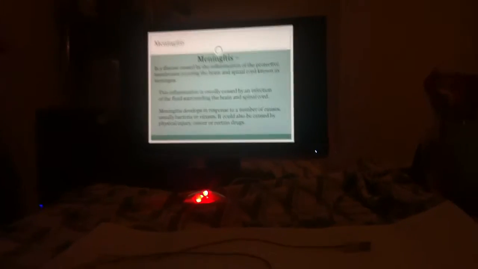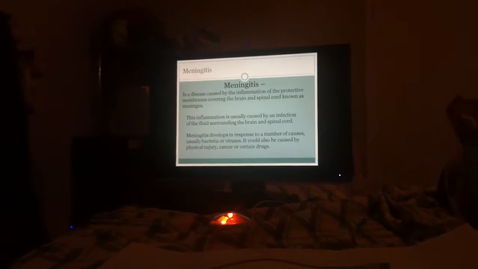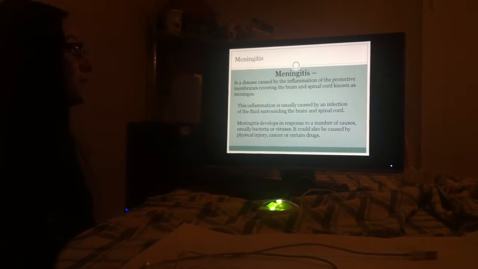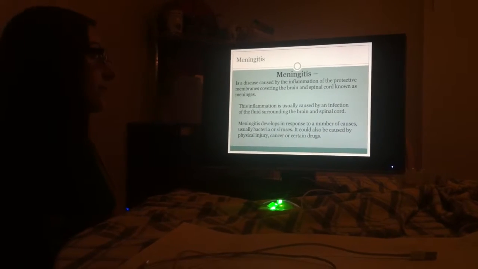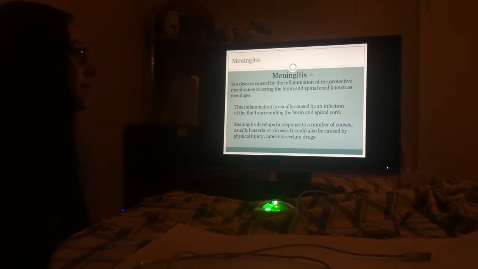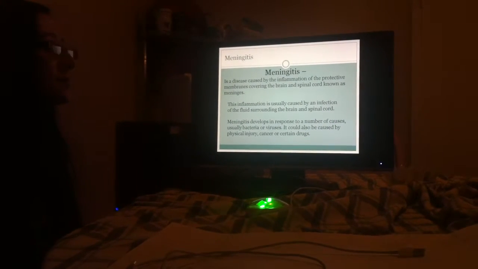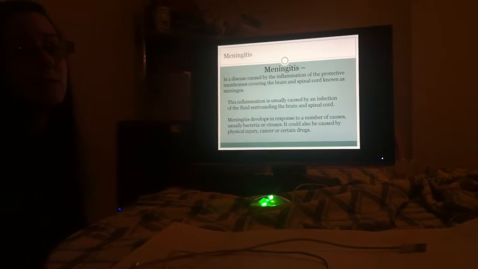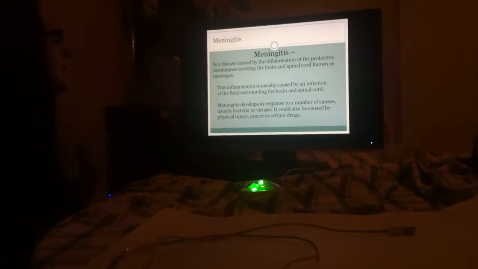My name is Stephanie Chanis, and the disease I chose was bacterial meningitis. Meningitis is a disease caused by inflammation of the protective membrane that covers your brain. This inflammation is usually caused by an infection of the actual fluid that surrounds your brain and spinal cord. It can develop in response to numerous causes, such as bacteria or viruses. It can even be due to physical injury or certain drugs.